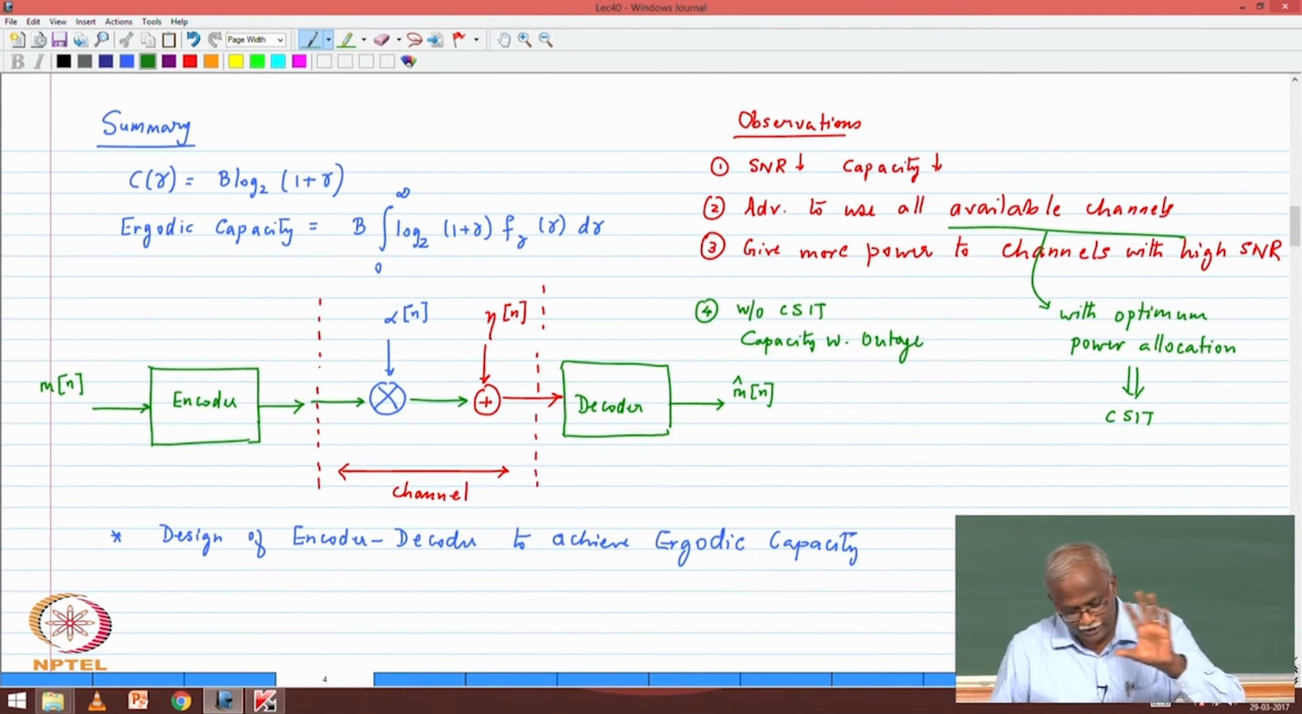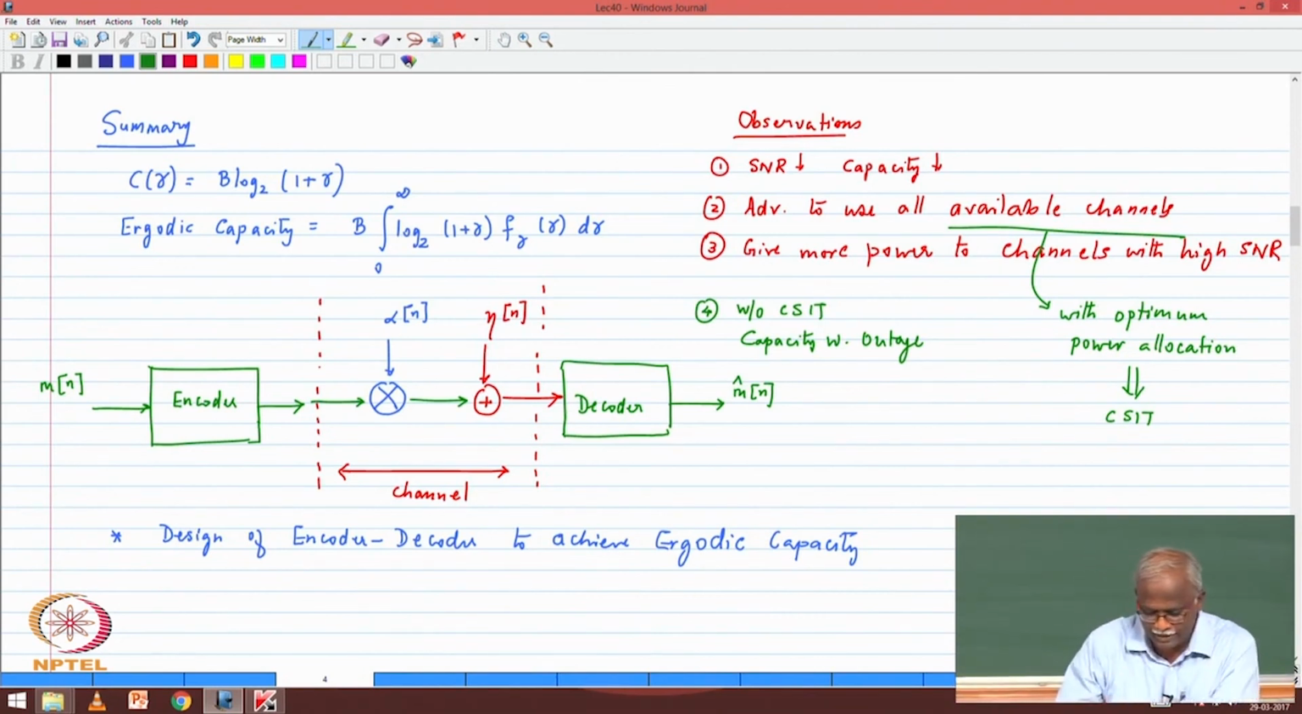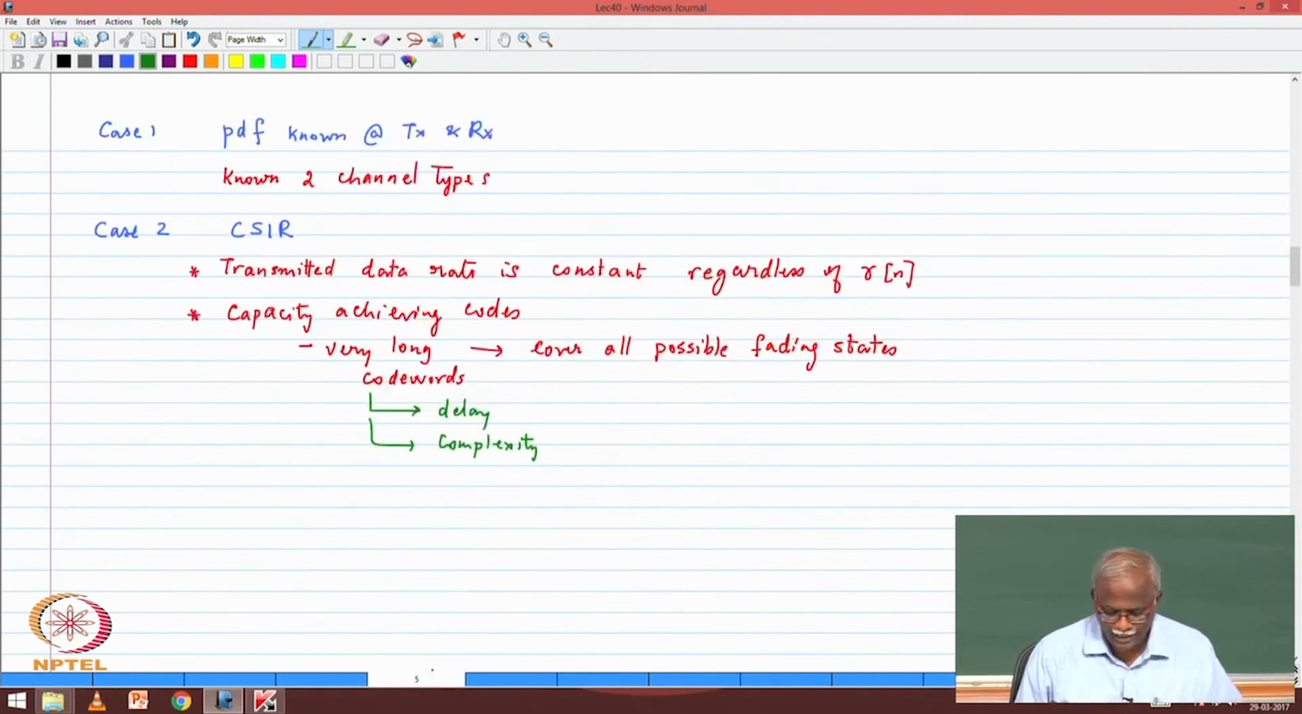These are the concepts that we have covered, and this is what we will build upon. So the notions of CSIT and CSIR are very important, and how they will impact our capacities is visible right at this top level. Okay. So now let's go a little bit deeper, just to quickly run through. The three cases are when I know only the PDF, then when the channel receiver knows the channel state information, and the way we would achieve capacity in this case is to have very long code words. Again, we talked about the delay and the complexity of such systems.